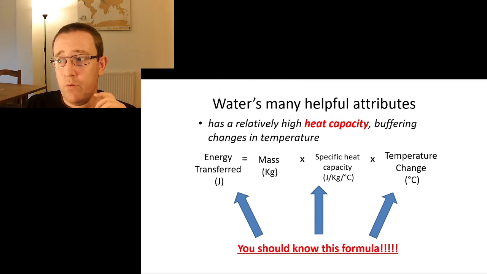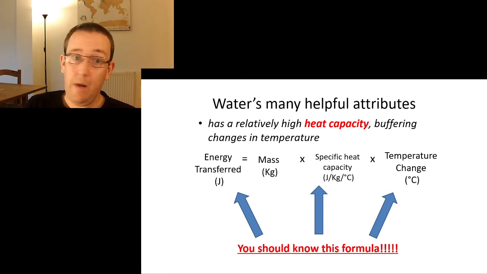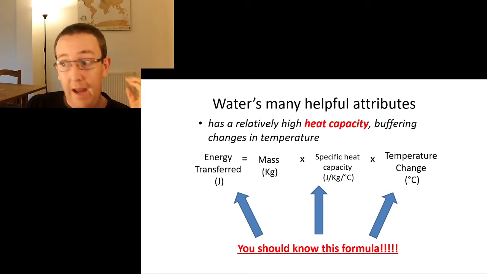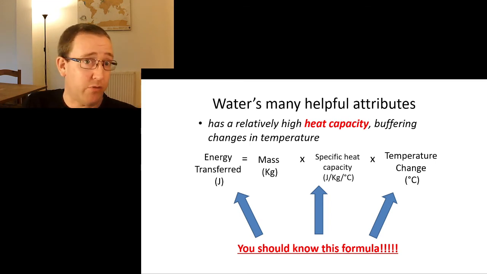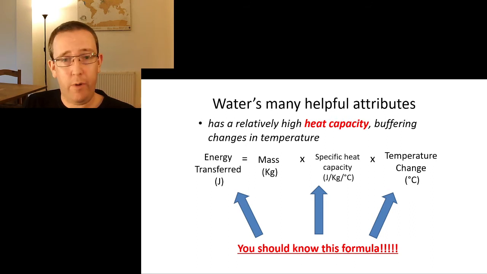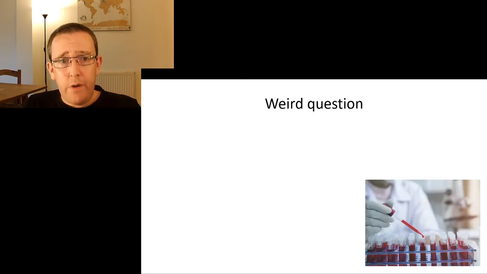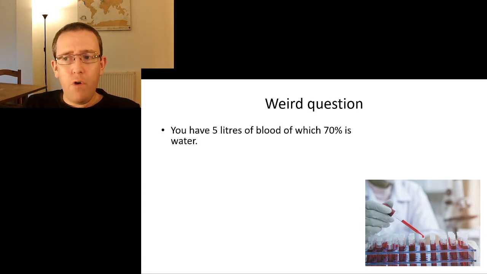You probably did this with blocks of metal, maybe you did it with water, but we're specifically interested in the specific heat capacity of water for this lesson. And maybe you even remember it because maybe in a chemistry experiment you used it to measure how much energy was in a crisp or something else you could burn, that classic experiment. So here's a very odd question for you, a very weird question. You've got 5 litres of blood, roughly, let's say, approximately 70% of which is water.